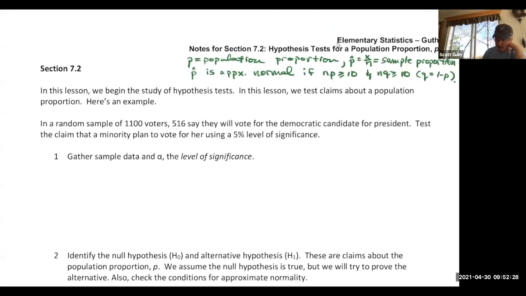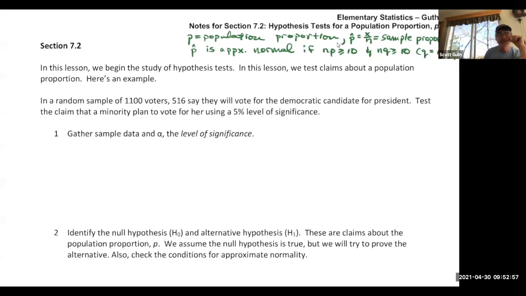Okay, so we're working on hypothesis tests for a population proportion. We're testing claims for a population proportion. So the example is as follows. In a random sample of 1,100 voters, 516 say they'll vote for the Democratic candidate for president. We want to test the claim that a minority plan to vote for her using a 5% level of significance.